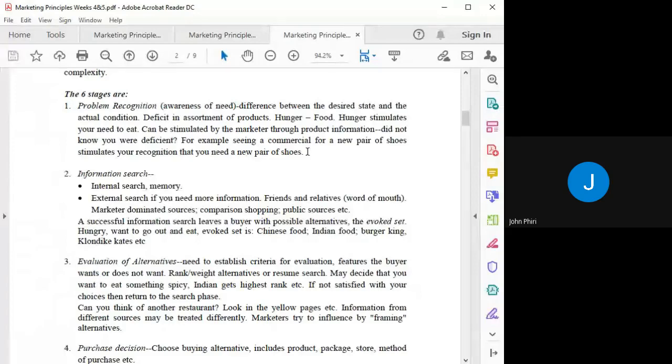So you evaluate. Is this restaurant expensive or cheap? Or can I afford it or not? You get it? So you're evaluating now. In the fridge, you begin to say, what is in the fridge? What can you cook fast? I'm very hungry. You begin to evaluate. So after evaluation now, what do you do? Number four, purchase decision.